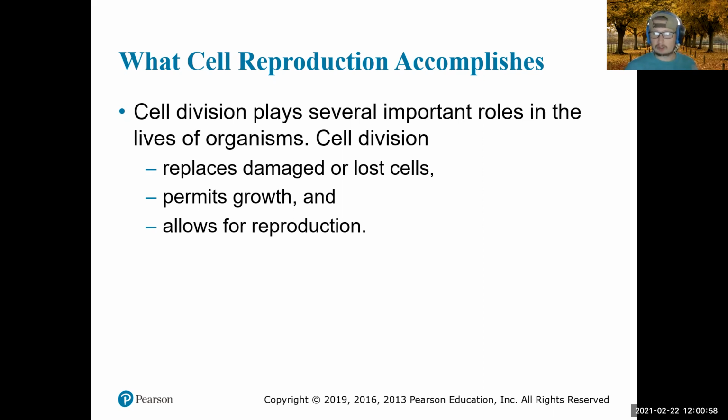It also permits growth. So, for example, if you think about an embryo that's developing, the embryo gets larger through that process of cell division, and it also allows for reproduction. Your cells will divide into your sperm and your eggs, and then that can be used for reproduction and the generation of new offspring or embryos.